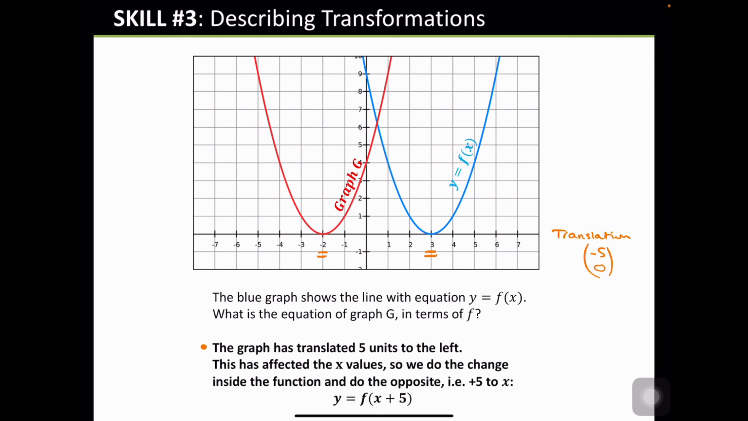We could write a little paragraph as they've done here. Or we could just write the function y equals f of x plus 5. And then it's really clear what transformation is taking place.